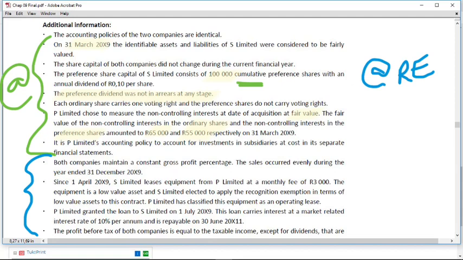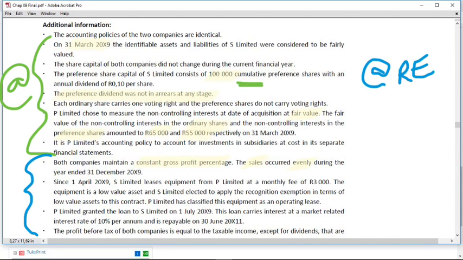The first bullet says both companies maintain a constant gross profit percentage and that sales occurred evenly during the year. So it is possible for something to accrue evenly, but you cannot assume that for every income and expense line item. This bullet will help you to calculate revenue and cost of sales.